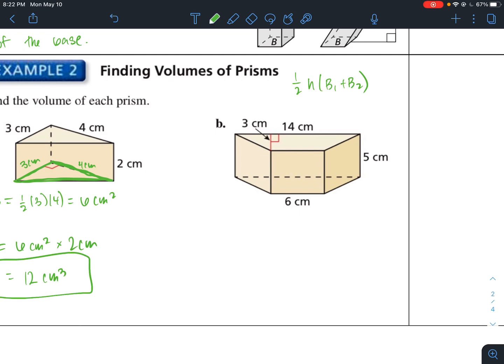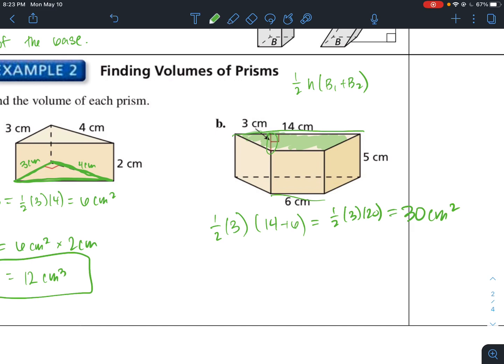We have this base right here, which is 14, and this base, which is 6. So we do 1/2 of the height of the trapezoid, which I'm assuming is this right here. So the height should be 3, times the sum of the bases, which is 14 plus 6. That's equal to 1/2 of 3 times 20, so together this should be 30 centimeters squared. That is the area of this trapezoidal base.